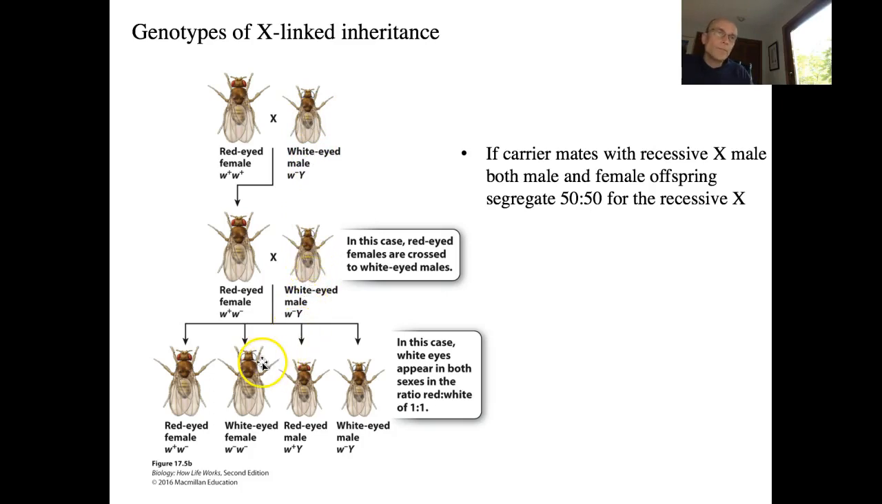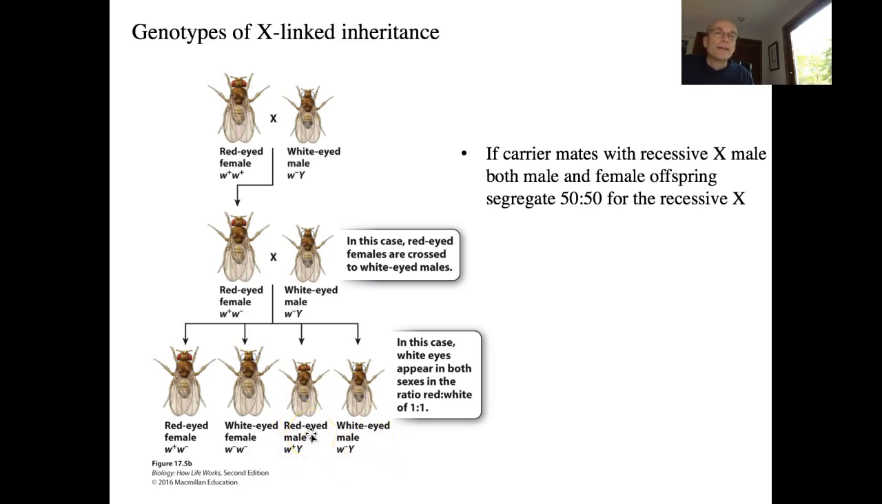And so what you will then get is the combination of a W plus, W minus here, W minus, W minus here, and then the W plus Y chromosome or the W minus Y chromosome. And of course, the two with the Y chromosomes are males, and you can see that they will inherit either the plus or the minus, a 50-50 chance, so they will be white-eyed or red-eyed.